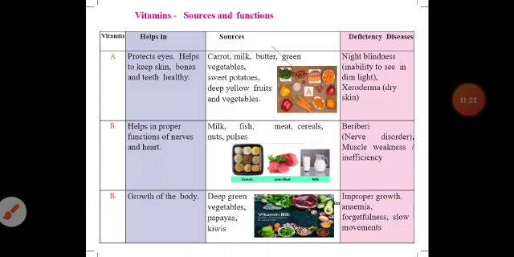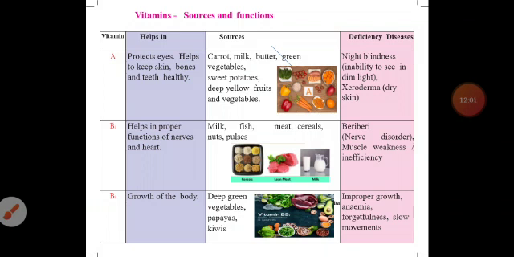Next vitamin is B1. Vitamin B1 helps in proper function of nerves and heart. Its sources are milk, fish, meat, cereals, nuts and pulses. If there is a deficiency of vitamin B1, it causes beriberi, which means nerve disorder, muscle weakness and inefficiency.